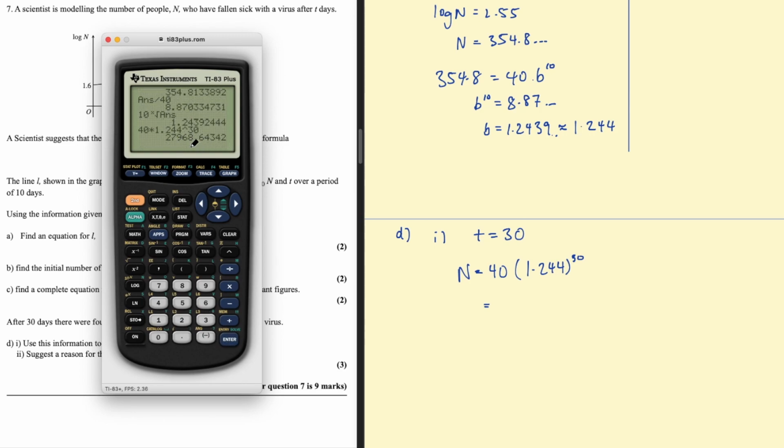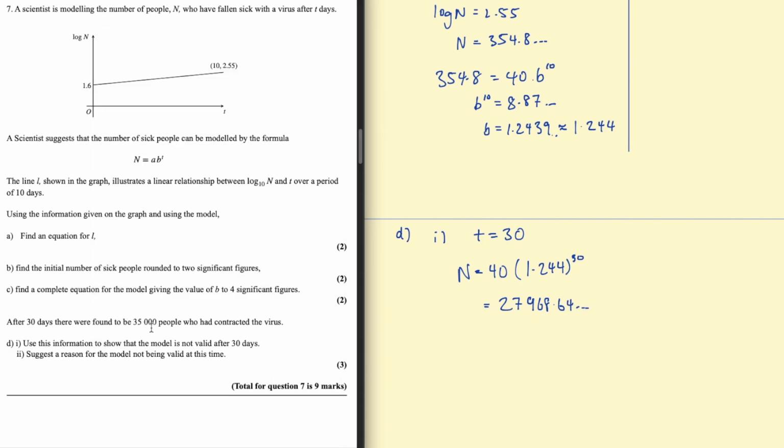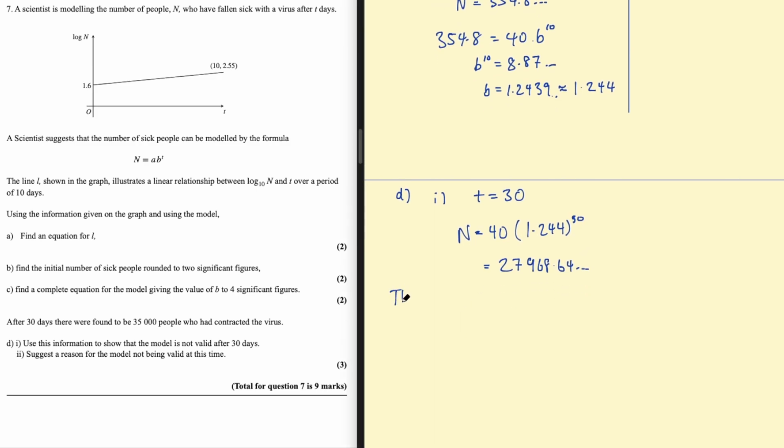I get 27,968.64, and so on. Clearly this is a lot less than 35,000. So we just need to say something like this is much less. Therefore the model is not suitable after 30 days.